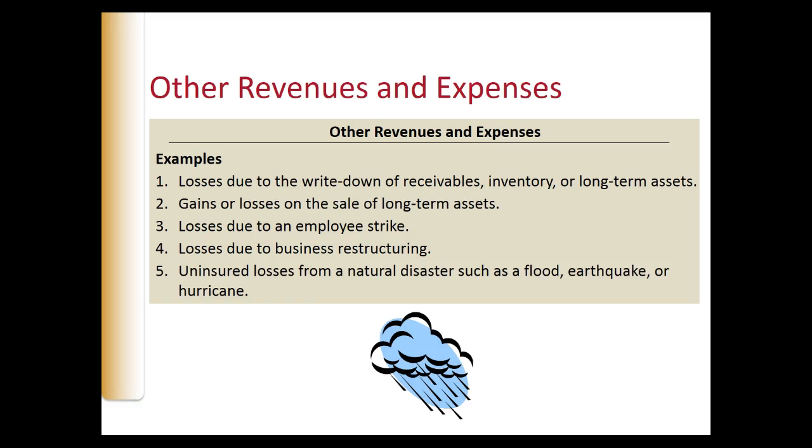Now, common examples of other revenue and expenses are listed here. Losses due to the write-down of receivables, inventory, or long-term assets, gains or losses on the sale of long-term assets, losses due to an employee strike or losses due to the business restructuring, and uninsured losses from a natural disaster such as floods, earthquakes, or hurricanes.